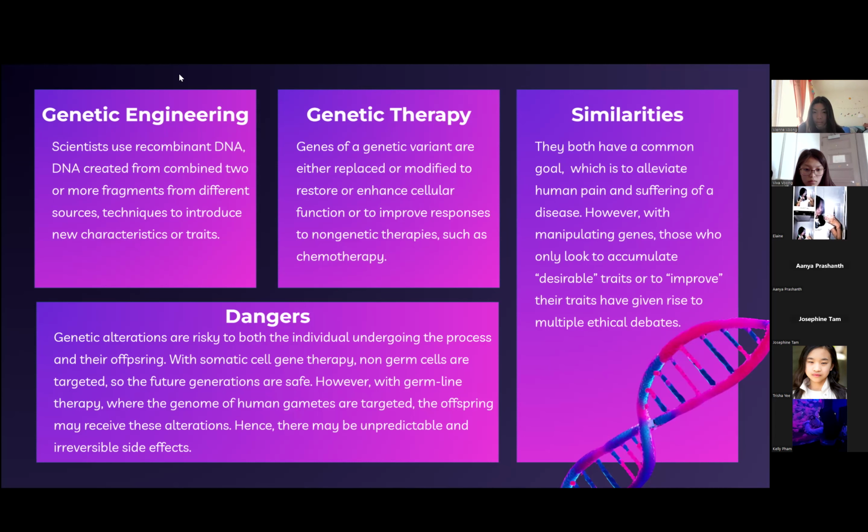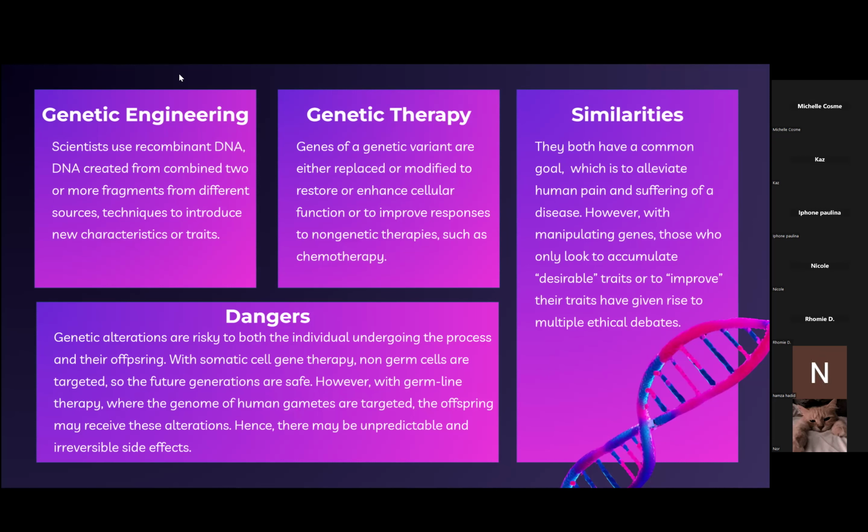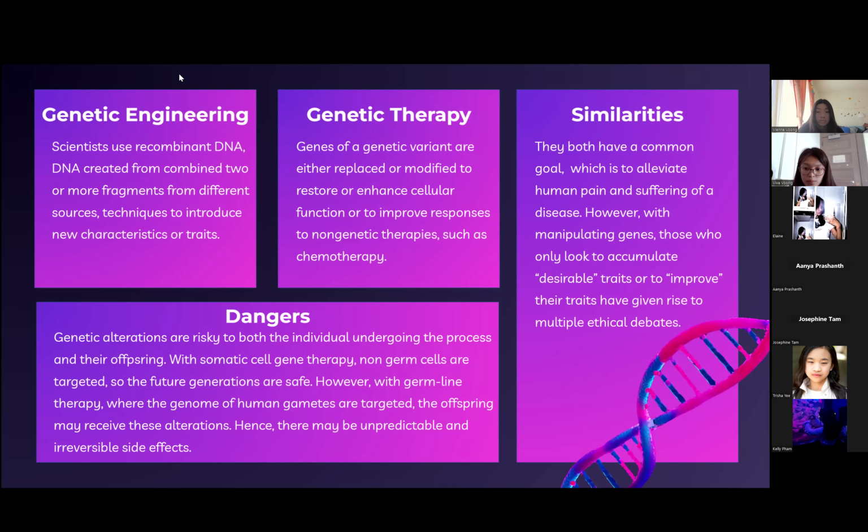However, with manipulating genes, those who only look to accumulate desirable traits or to improve their traits have given rise to multiple ethical debates. There are some dangers involving these processes, and this is because genetic alterations can be risky to both the individual undergoing the process as well as their offspring. With somatic cell gene therapy, which targets the body cells rather than the germ cells, future generations are safe. However, with germline therapy, where the genome of the human gametes, which are the sex cells, is targeted, the offspring may receive these alterations. Hence, there may be unpredictable and irreversible side effects.